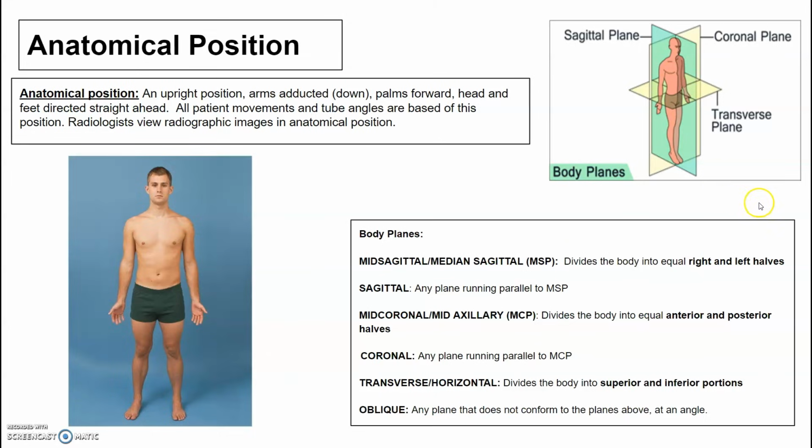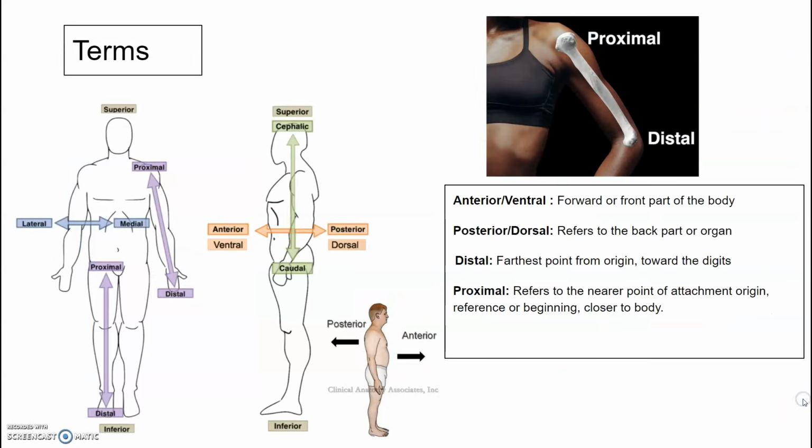Anatomical position. Every position that you'll talk about in radiology is referenced back to this original anatomical position where your patient is looking directly at you, palms out, facing front. One thing I'd like you to go back and look over, and this will be back from A and P for you guys, is your body planes. So know your sagittal, mid-sagittal, coronal, mid-coronal, transverse, horizontal, and oblique planes.